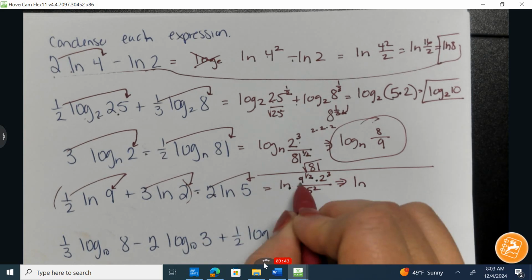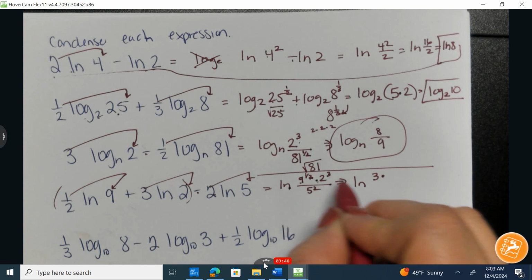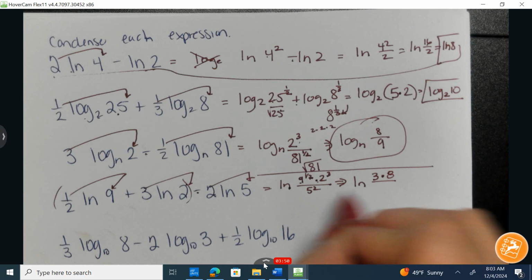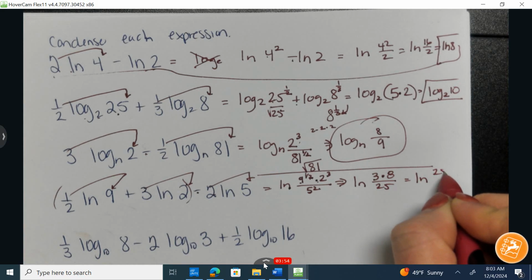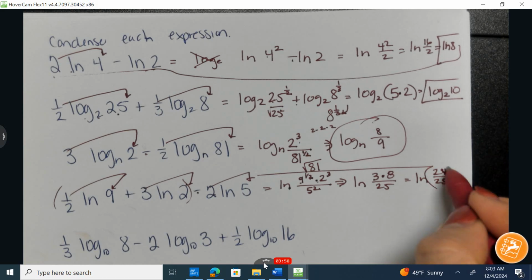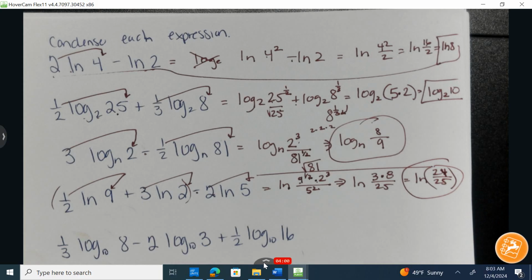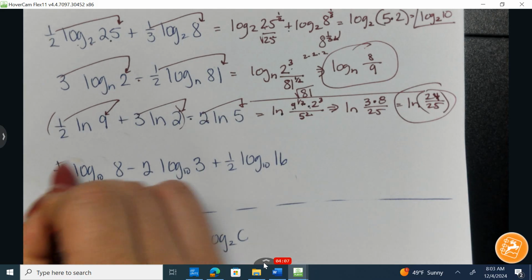So ln, what is the square root of 9? It is 3. 2 to the 3rd, 2 times 2 times 2 is 8. 5 squared is 25. That's supposed to be a 4. ln of 24 divided by 25, and that is in condensed form. Let's go on to the last one before I have you try a few.